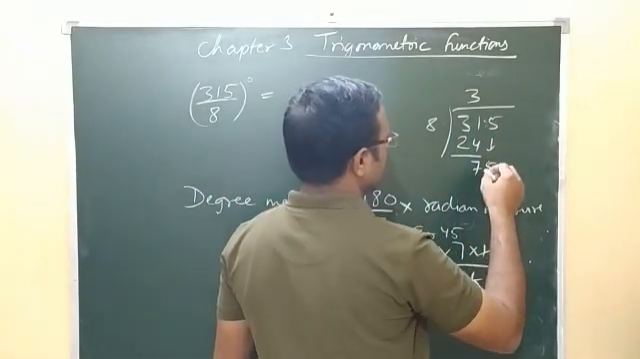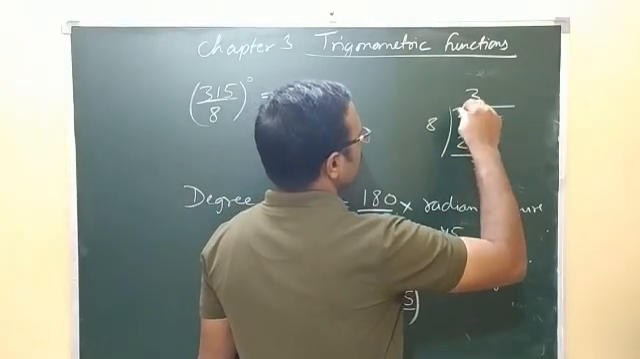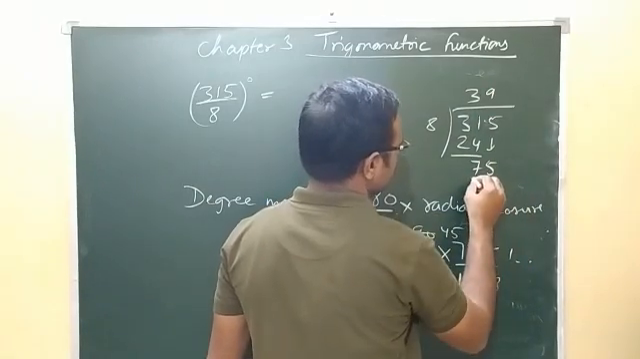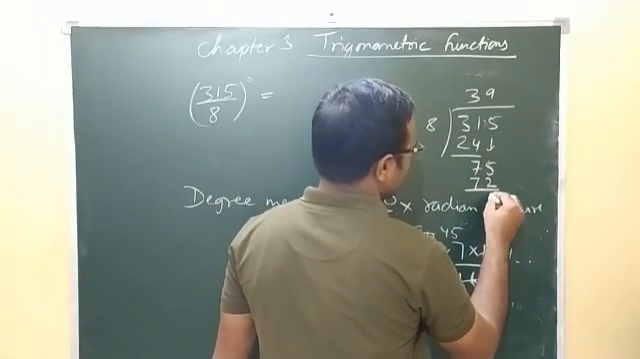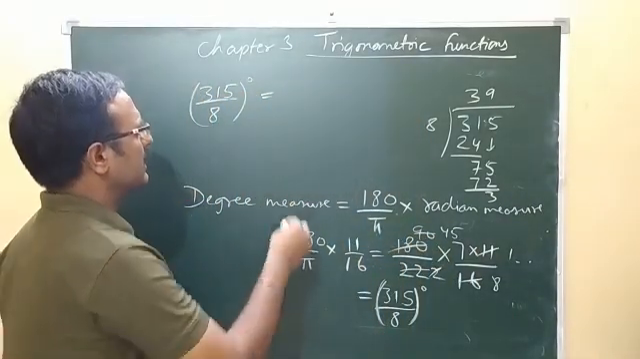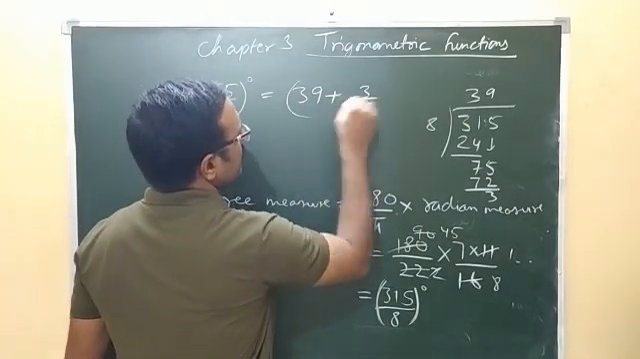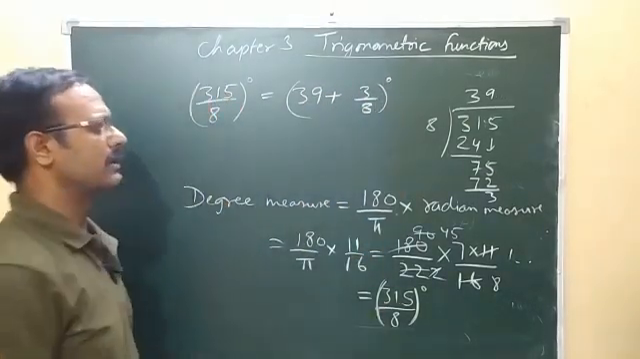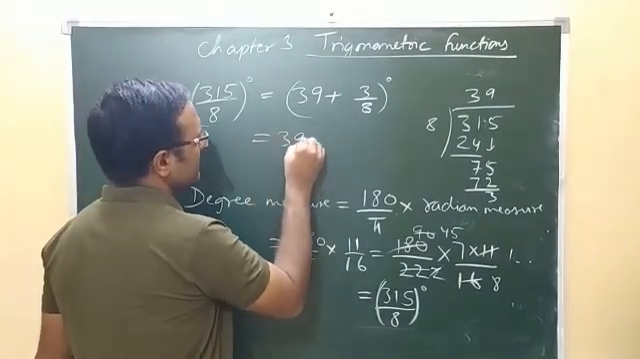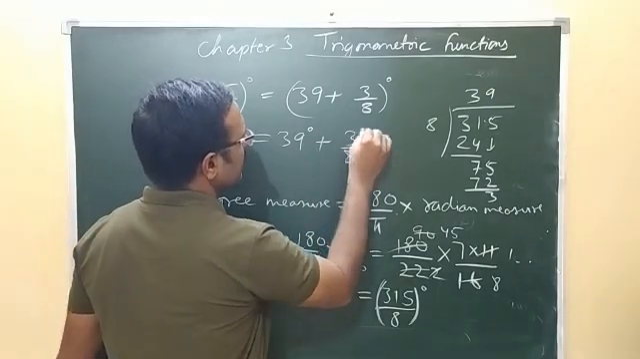Now here you can see how many times this will go. 8 nines are 72. So you will be left with 3. So we will get 3 at the end. So you can write it as 39 plus 3 upon 8 degree. So this will be further broken down as 39 degree plus 3 upon 8 degree.